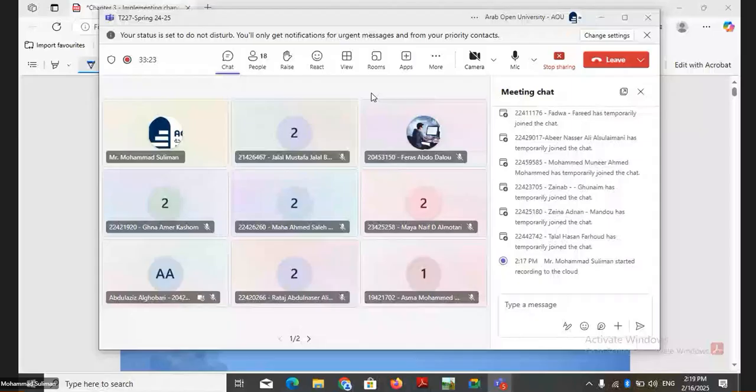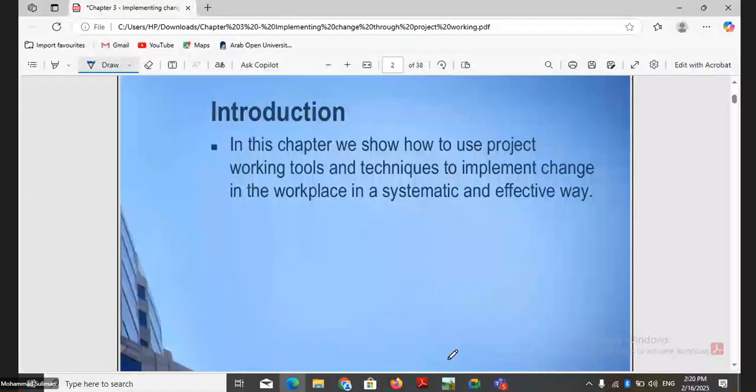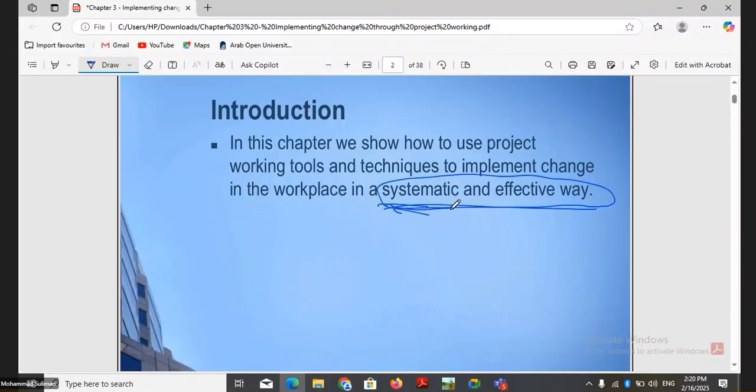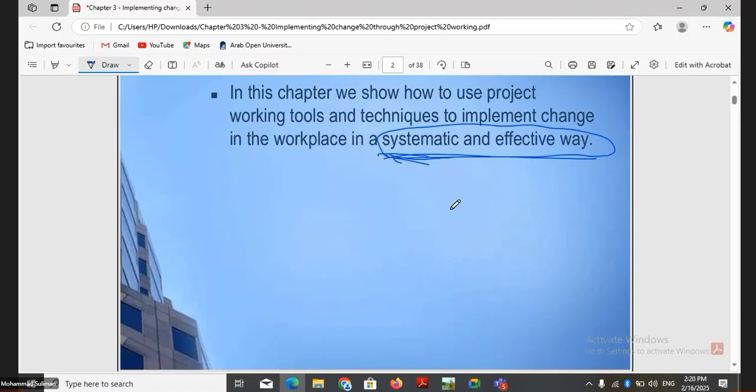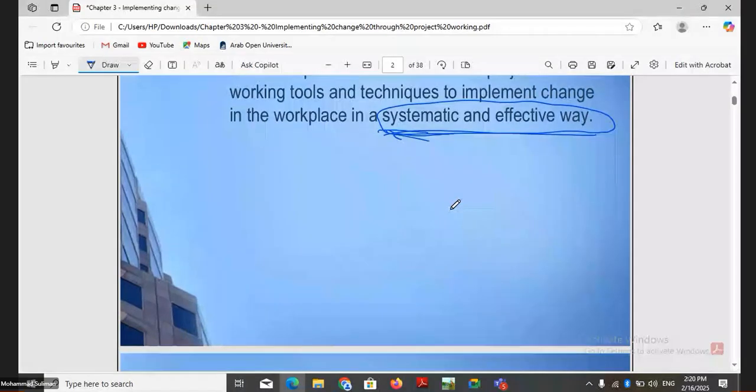So to start with, in this chapter, we show how to use project working tools and techniques to implement change in the workplace in a systematic and effective way. Okay, this is why a change is to be implemented as a project, because as a project, we can implement the change in a systematic and effective way. So when we do a project, it will be in a systematic way, right? That's why we go for this.